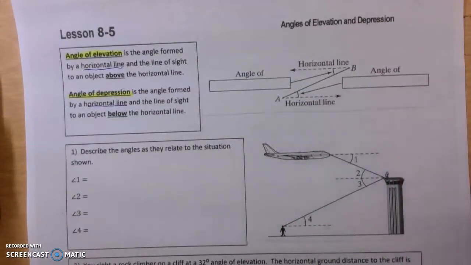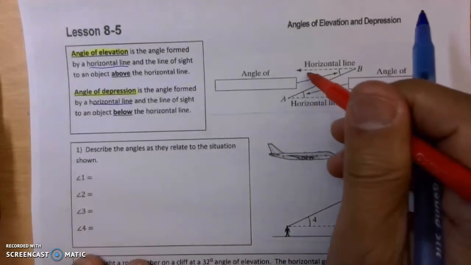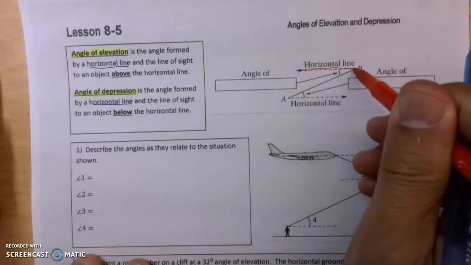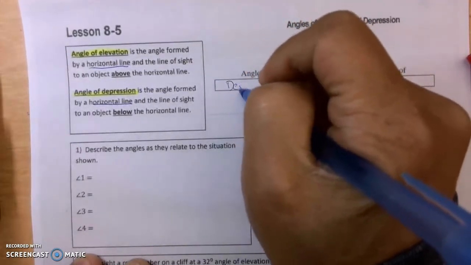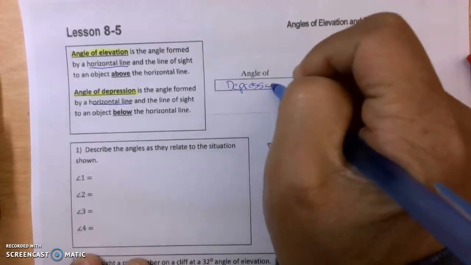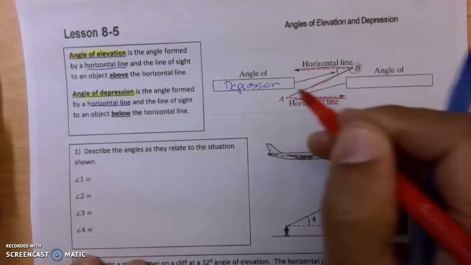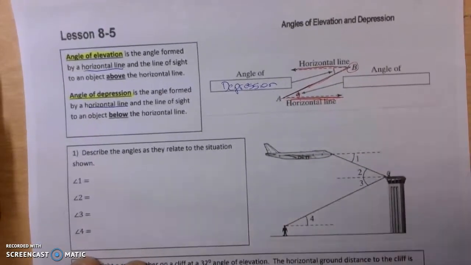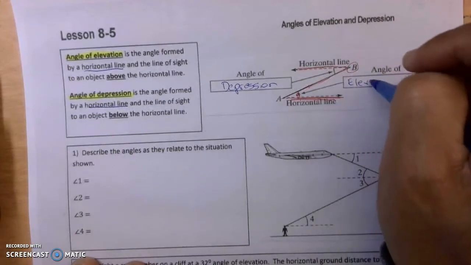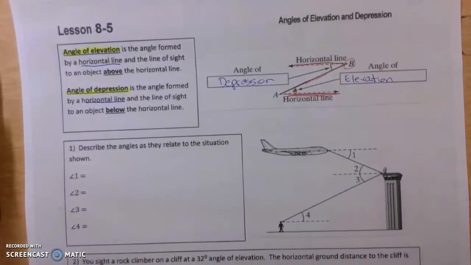Alright, so in this picture here, this is the horizontal line, and then from point B here, this is looking downward, so this would be called an angle of depression. And then just the opposite would be this one here, where you have a horizontal line from point A, and then you look up. This angle right here is the angle of elevation. Okay, so you're going to see these words in the word problems.